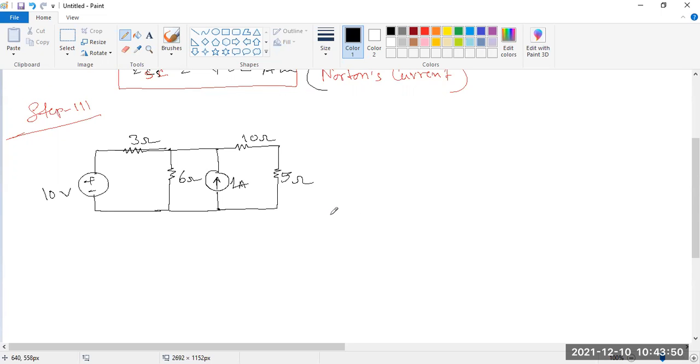So this is your circuit. But whenever you are going to find out the equivalent resistance, you have to first remove the load resistance. This is your load resistance. So you have to remove your load resistance. Okay. Then you have to short the voltage source and open the current source.